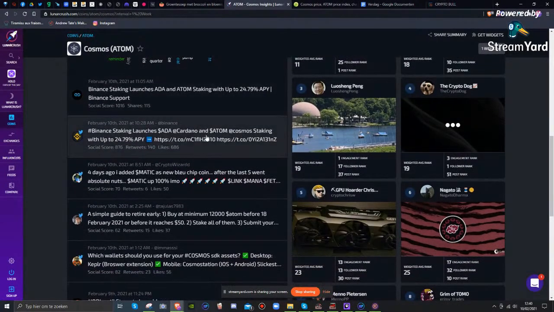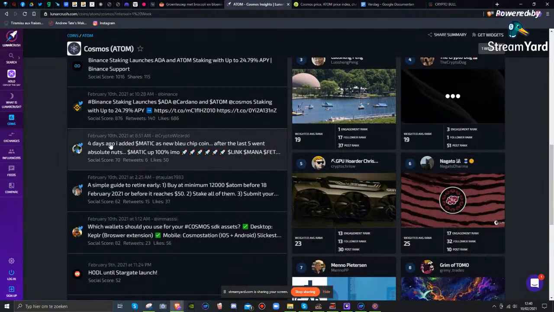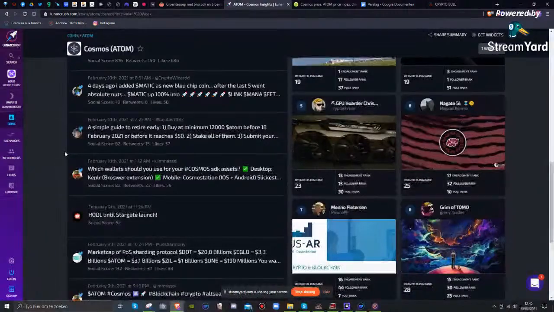Launches ADA at Cardano and Atom. Okay, that's a hashtag. For the I added Matic. That's someone hyping before 18 February. That's some trader advice being shared here. I dare say always watch out with these kinds of tweets. Always look in depth at the project.